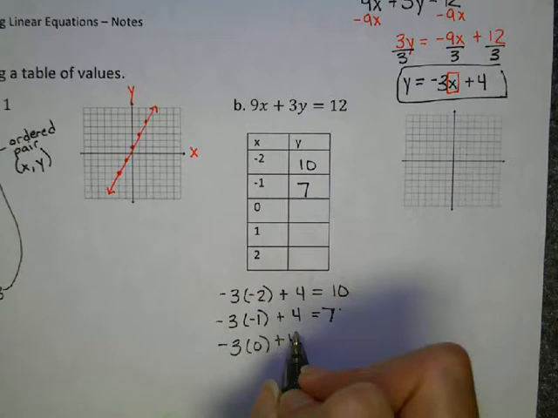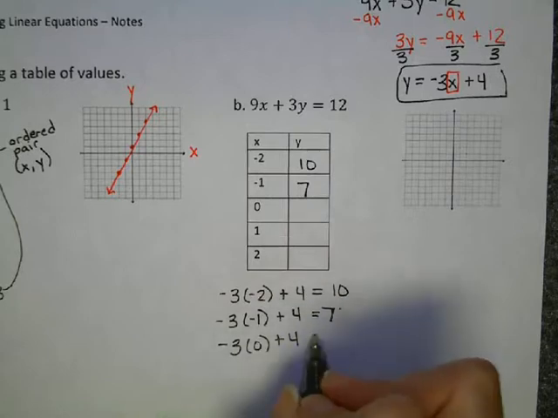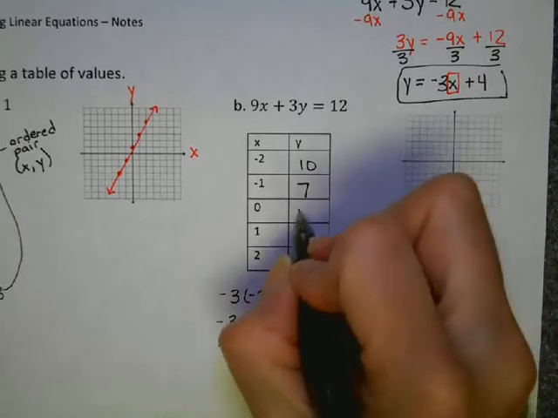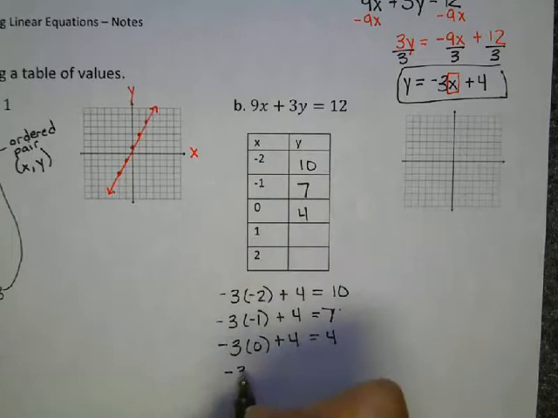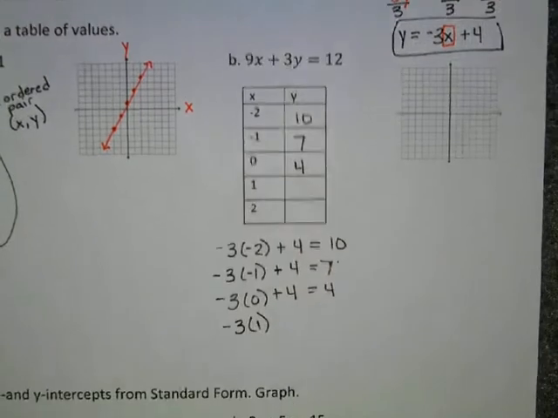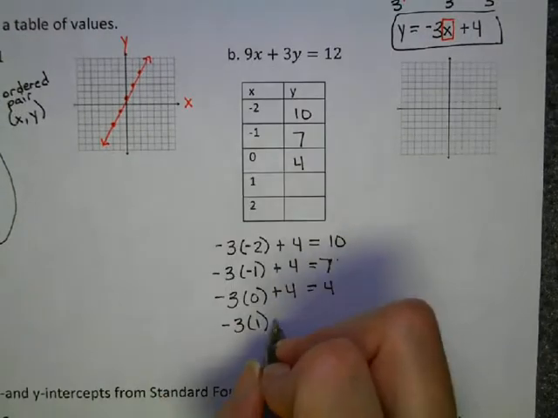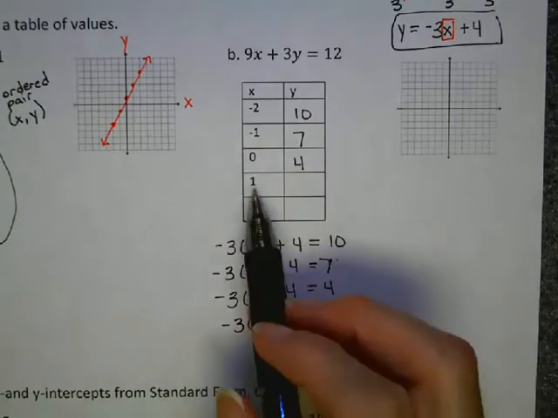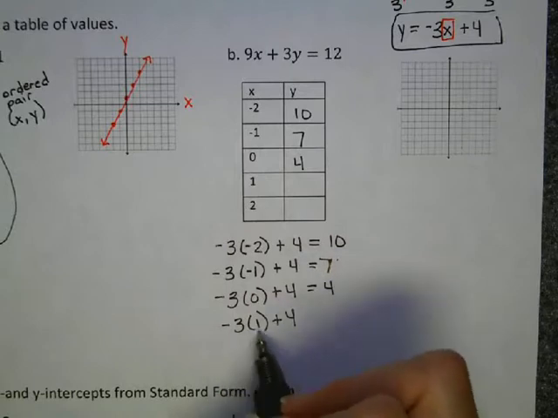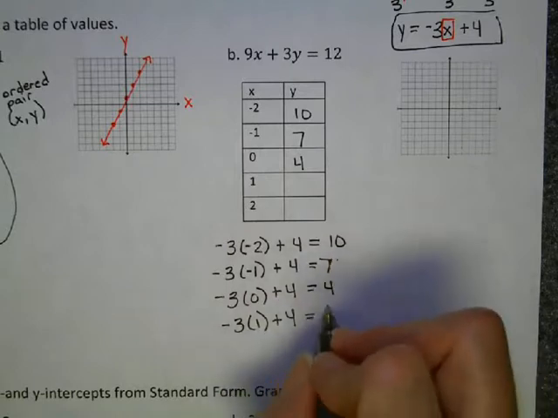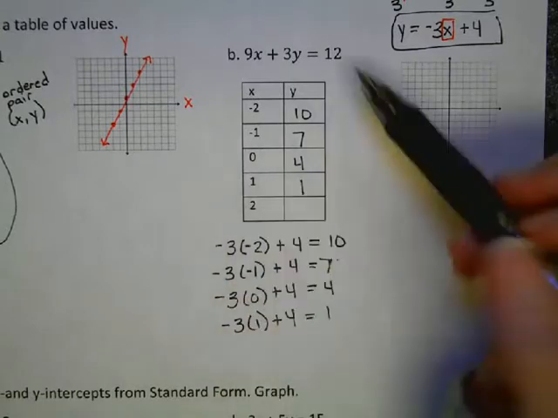-3 times 0 plus 4, that gives you 0 plus 4, which is 4. And if I'm working too fast, pause the video, try plugging them in, and see if you get the same answers. So the next value is plug in 1. -3 plus 4 is a +1.